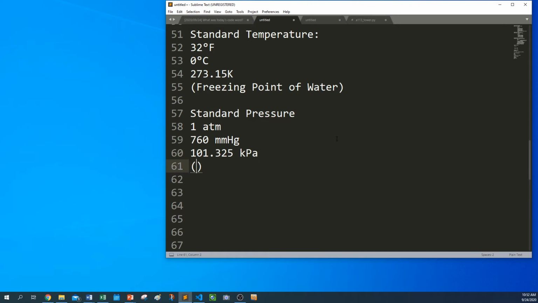So, what do these values represent? What pressure, though? So here, when I asked about standard temperature, I asked what do these represent? What is the thing? And it was the freezing point of water. So what is this pressure? What's something common? Pressure at sea level.